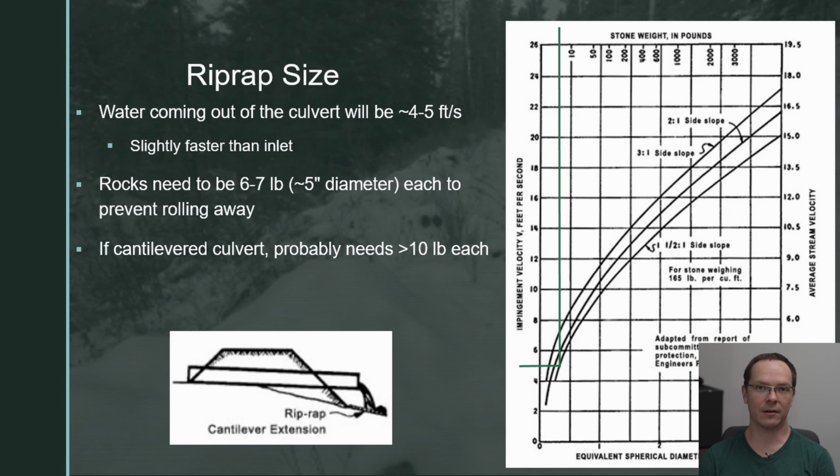Cantilever culverts are generally not preferred, but in our case, we're probably going to be forced to use them because you don't want the water to come out of the culvert and back undermine it. And so by getting it cantilevered out, we can drop it onto a gabion basket, and that'll help disperse the water and lower the energy.